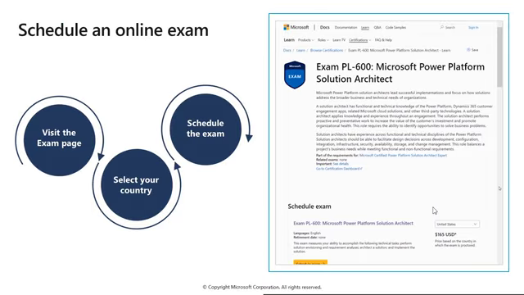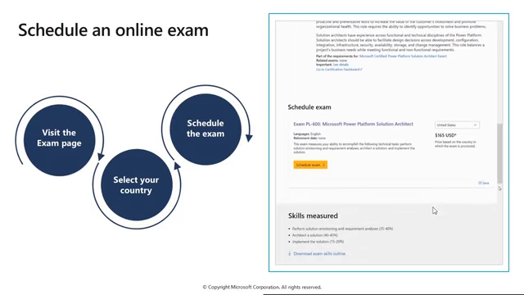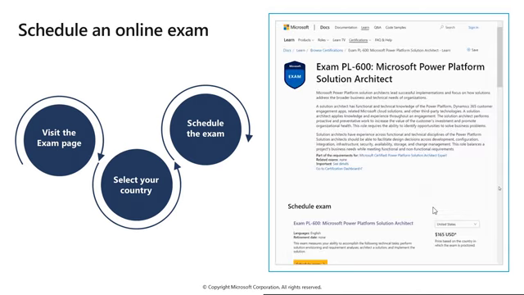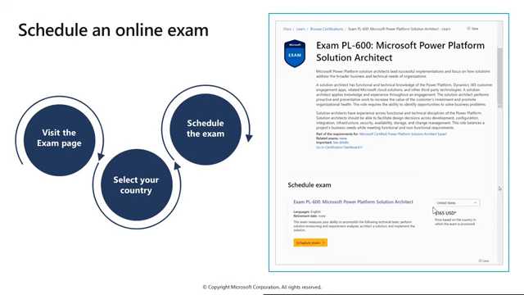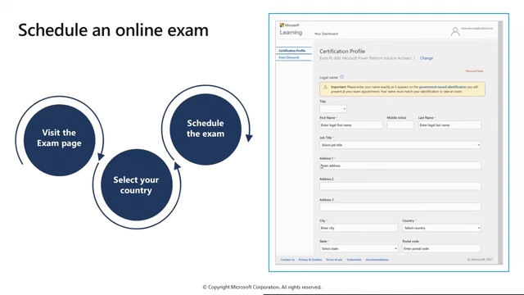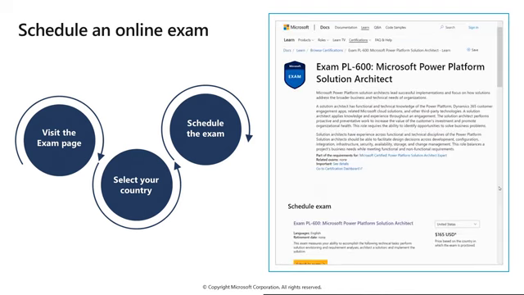Now let's talk about how to schedule your exam, starting from the web page, the PL-600 page. The very first thing you have to do is go and visit the PL-600 page, select your country, of course, because the price and the currency will be adapted to your country, and click on Schedule the exam. That will let you jump into the next page, where you will have to authenticate yourself or create an account.